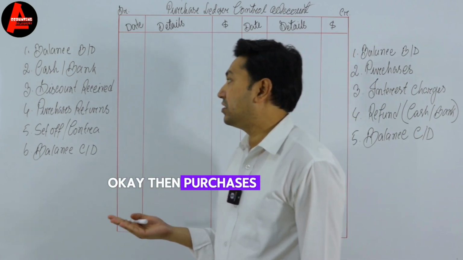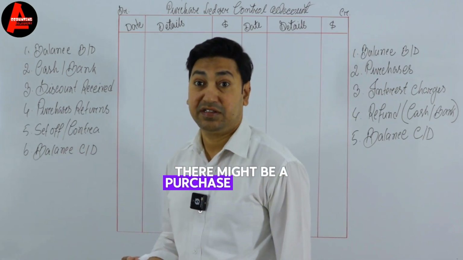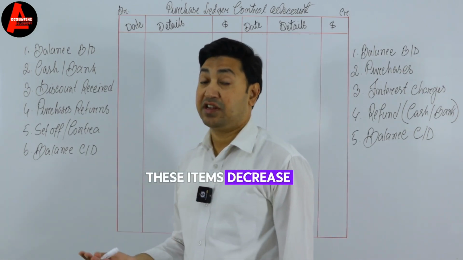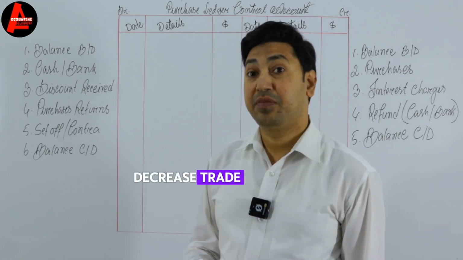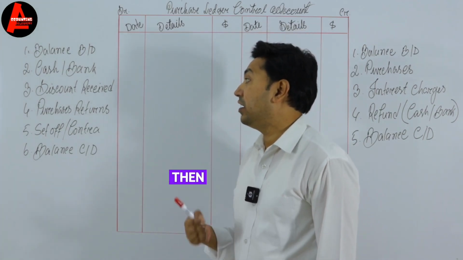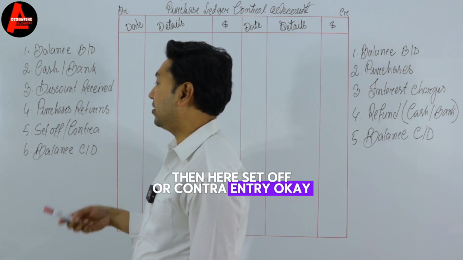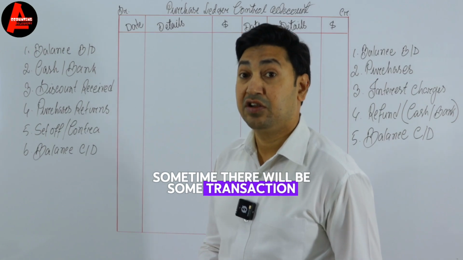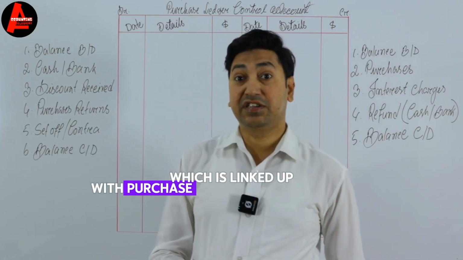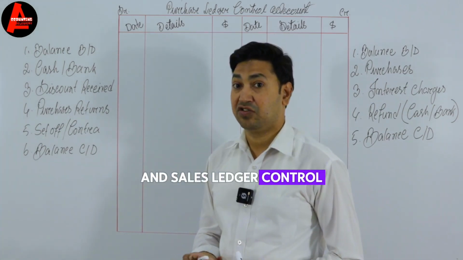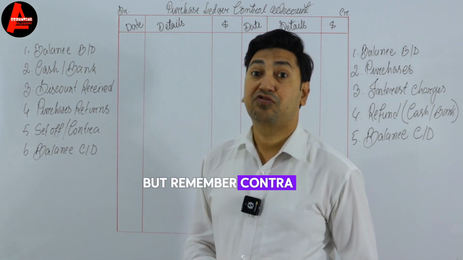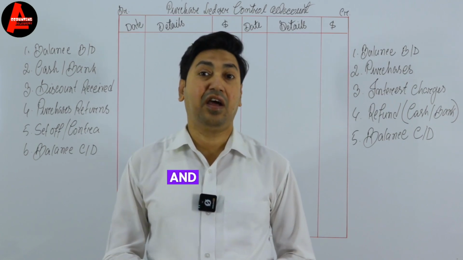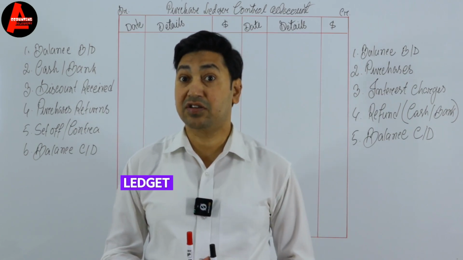Then purchases returns. There might be a purchase return, in which case you need to write it on the debit side. These items decrease the liability, that is, decrease trade payables or creditors. Then set off or contra. Sometimes we call it set off, sometimes contra. Sometimes there will be a transaction linked with both the purchase ledger control account and the sales ledger control account. But remember, the contra entry appears on the debit side of the purchase ledger control account and on the credit side of the sales ledger control account.